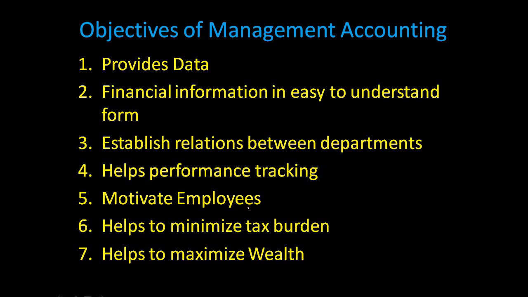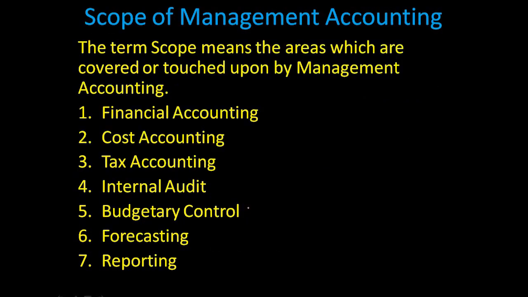A proper tax planning is what is needed, and of course management accounting does perform a good tax planning job, which actually minimizes tax burden. And the seventh one is helps maximize wealth. Very simple thing. Your profit increases, your tax burden decreases, the wealth of the organization is going to increase. All right. So I hope we have understood all the objectives of management accounting. Let's move to the next part.